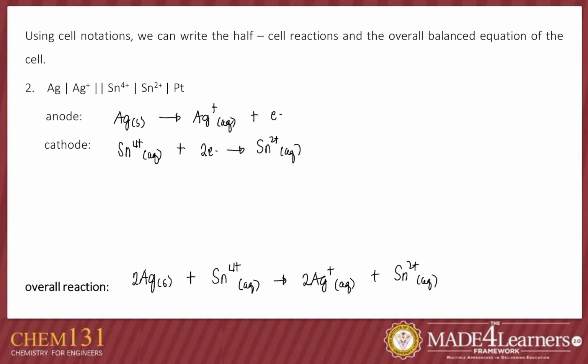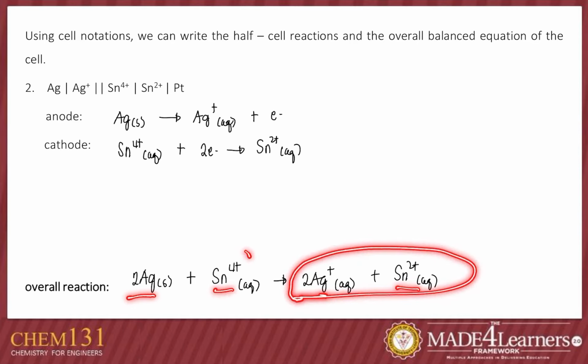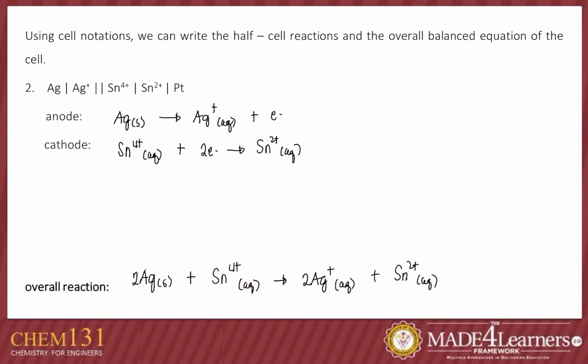And just remember, even if we're just writing the reactions here, you also need to remember the guidelines in balancing equations. So we check again: two silver and one tin. The total charge on the right is positive 4, and the total charge on the left is also positive 4.